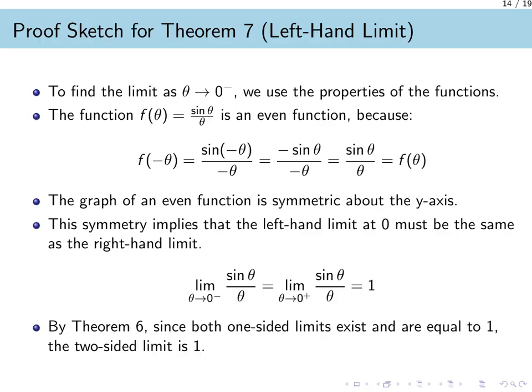Graphically, an even function is perfectly symmetric about the y-axis, like a mirror image. This symmetry implies that the left-hand limit must be identical to the right-hand limit. Since we already established that the right-hand limit is 1, the left-hand limit must also be 1. Therefore, because both one-sided limits exist and are equal, we can conclude that the overall two-sided limit is 1.